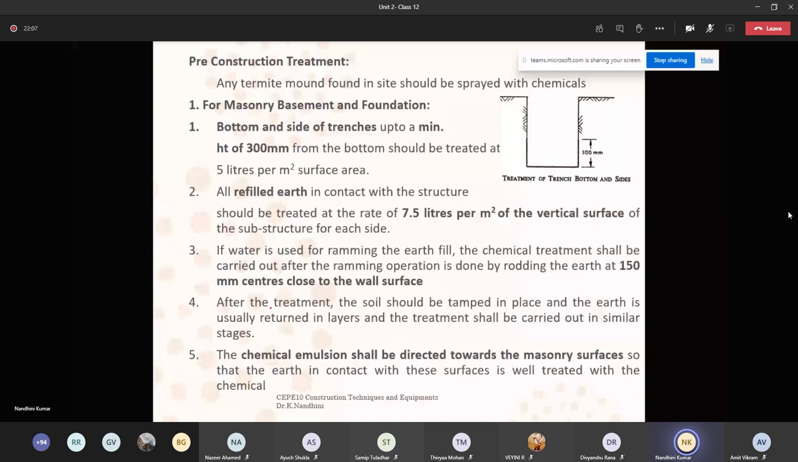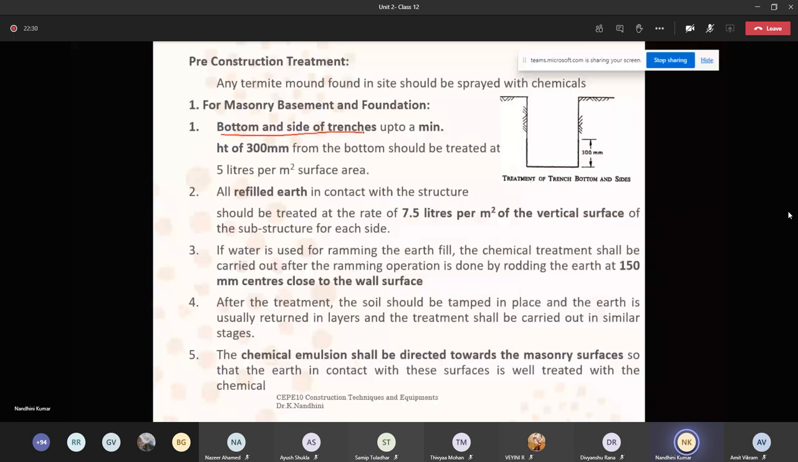Then pre-construction treatment. Now how are we going to treat it before the construction stage? Any termite mound found in the site should be sprayed with the chemicals. For masonry, basement and foundations, which we will be seeing now, the bottom and sides of the trenches should be excavated.